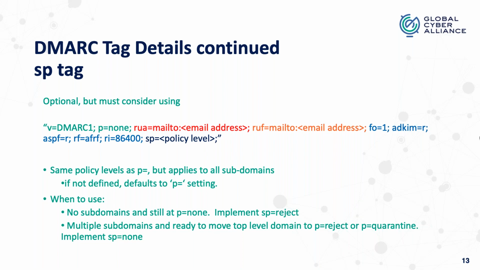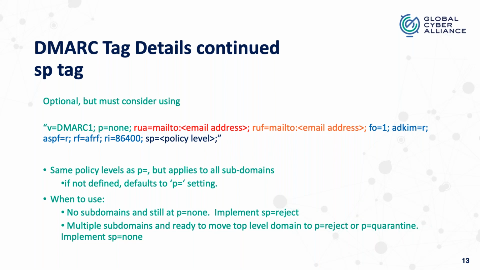But on the flip side, if you do have multiple subdomains that are being used for email purposes, and your top level domain is ready and you're ready to move up to an enforcement level, then put in SP equals none. That way, at least you can move your top level domain to reject or quarantine, and then your subdomains do not have a policy. The top level domain policy is not being applied to the sublevel domain.